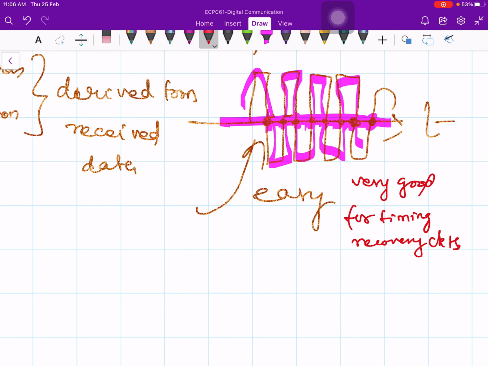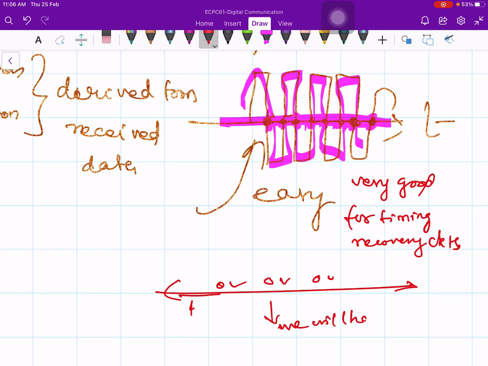If, on the other hand, for a period of time these bit transitions disappear, no transitions, 0 volt, 0 volt, 0 volt, for whatsoever reason, because of the kind of data that is being transmitted, we will have a problem in extracting timing. So here we will have a problem in time extraction.